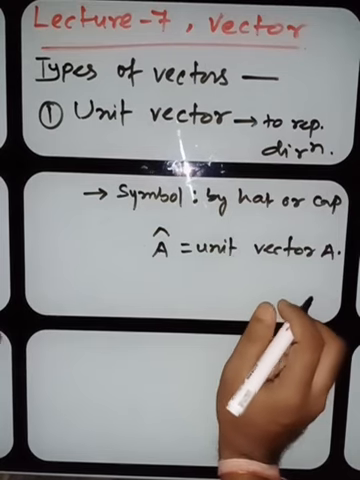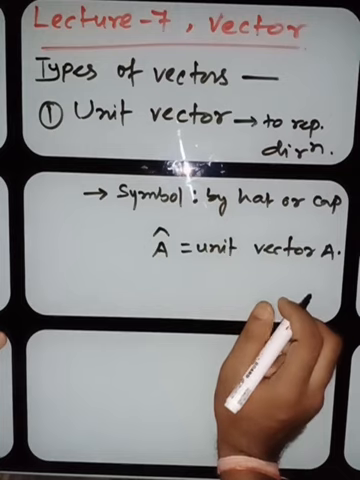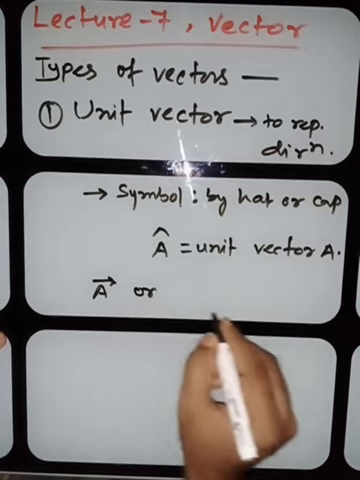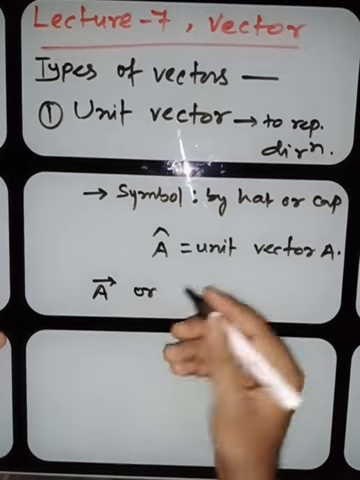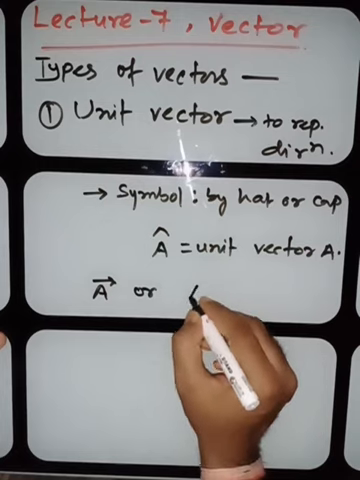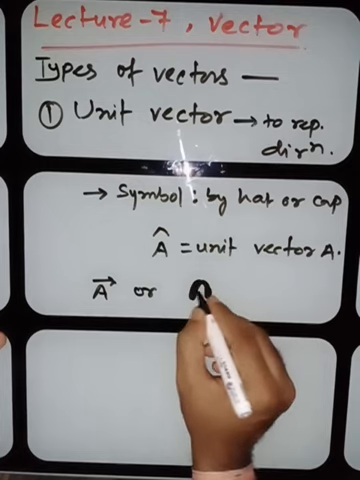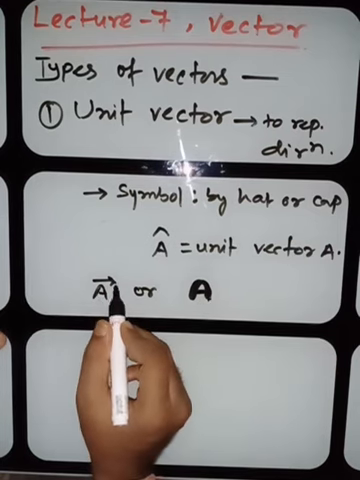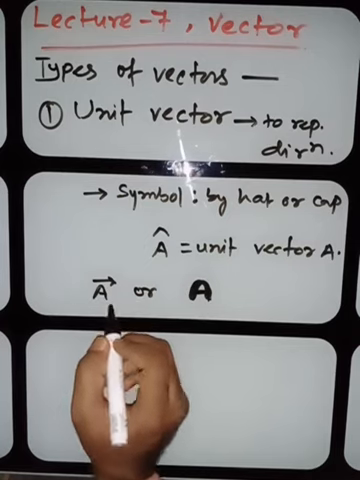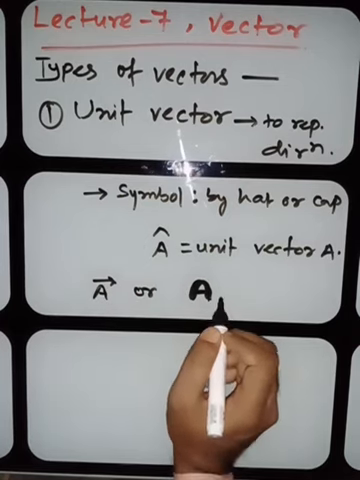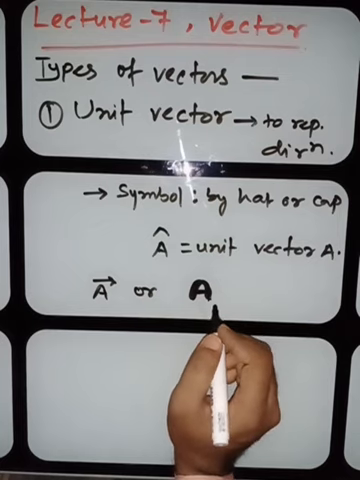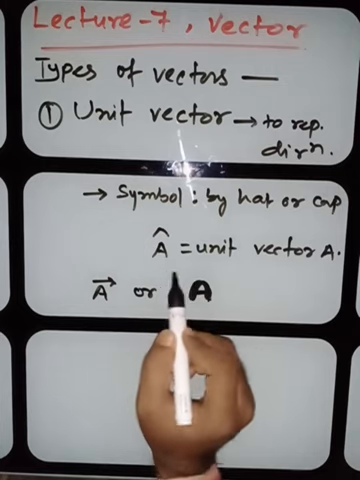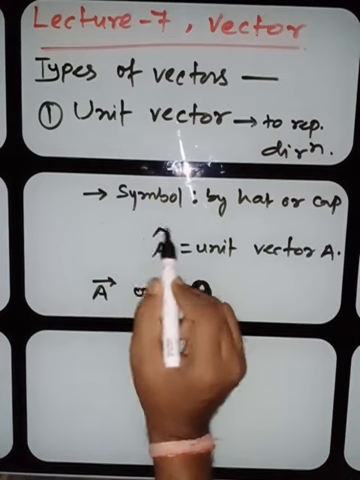Sometimes, students, I've told you we represent the vector with an arrow, but it can also be represented, in some foreign books you will find, by a bold letter. If someone writes a bold letter, it means this is a vector quantity. So putting an arrow over the head of any quantity makes it a vector quantity, or if it is written in bold, then it is a vector quantity. And the unit vector will be represented by this hat or cap. Remember, this is hat or cap.